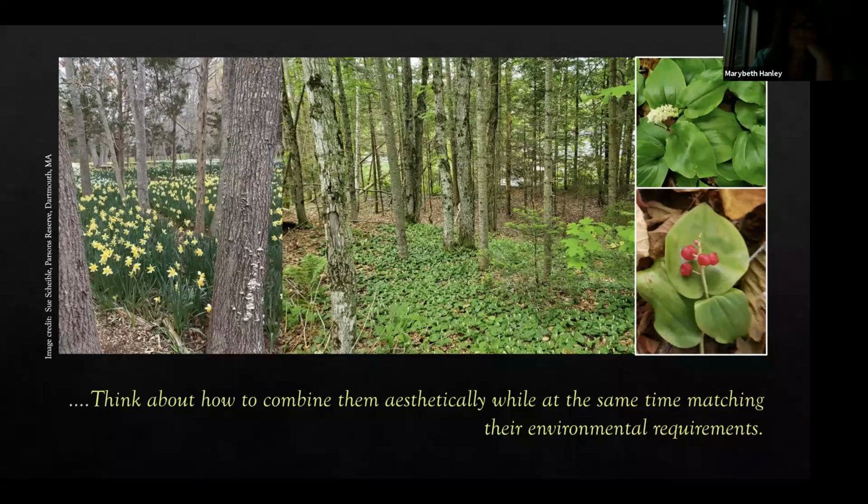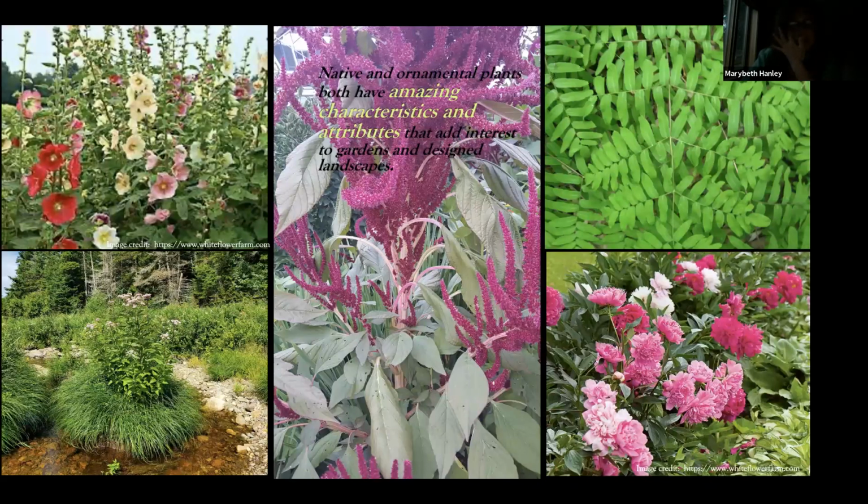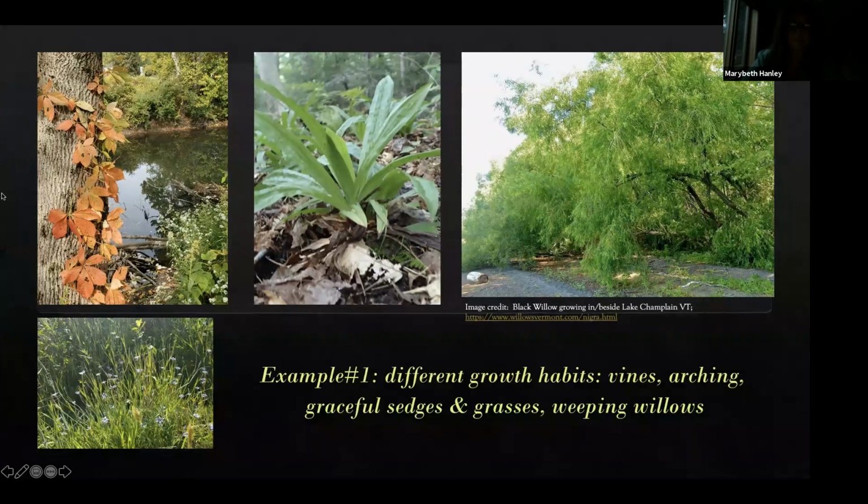Native and ornamental plants have amazing characteristics and attributes that can add interest to gardens and designed landscapes. Some examples are different growth habits, vines. This is a sedge, a native sedge, a weeping willow.